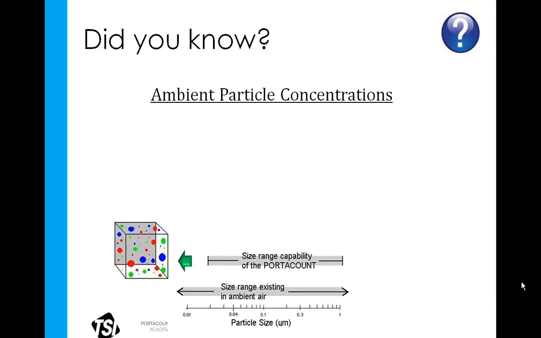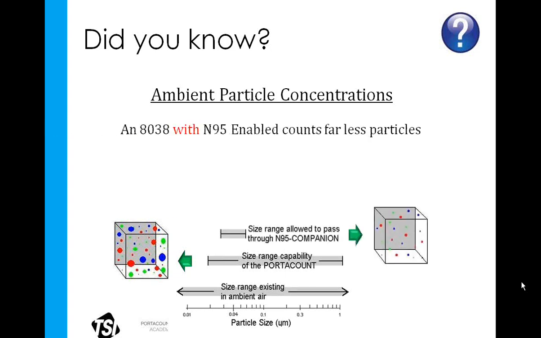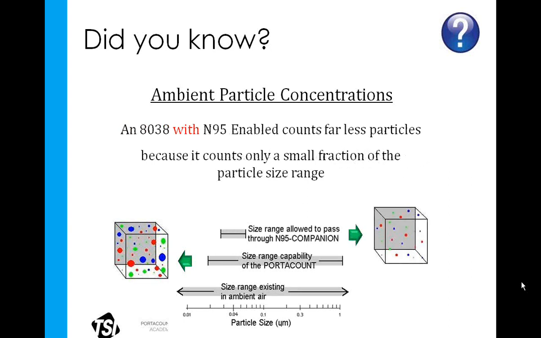Now, there's obviously a wide range of particle sizes floating around in the ambient air, but the PortaCount Pro, with no N95 enabled, is only looking at particles falling between 0.02 and 1 micron. When the N95 is enabled, the PortaCount Pro Plus only sees a small fraction of the same particles, looking at particles that are roughly between 0.03 and 0.08 microns. Since we are looking at a smaller range of particles, we can expect to see a much smaller concentration of particles. Now, why this difference has to exist is discussed in RESFIT 101.